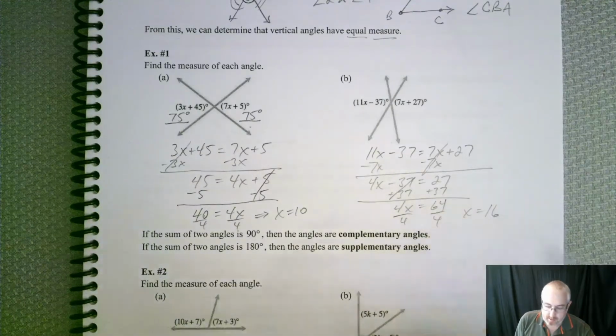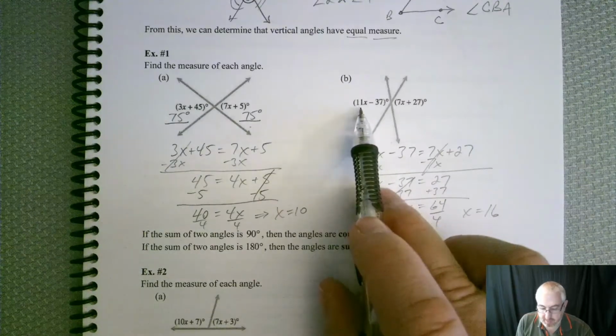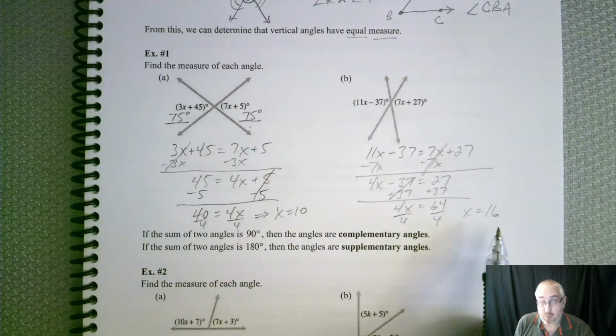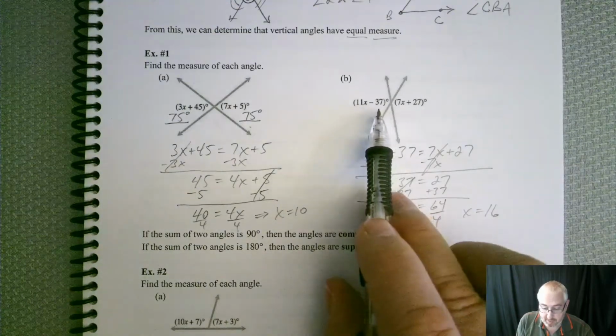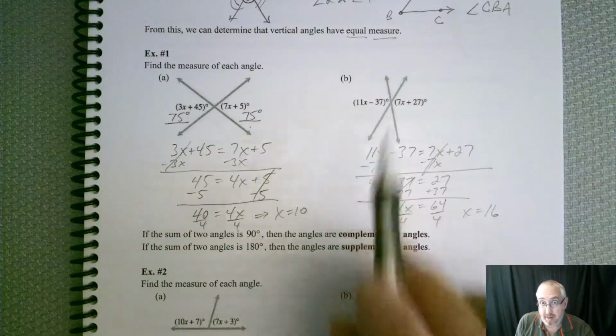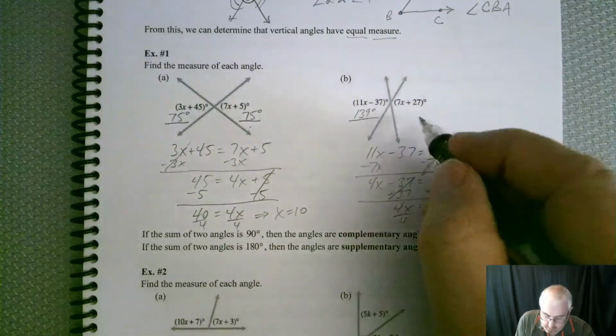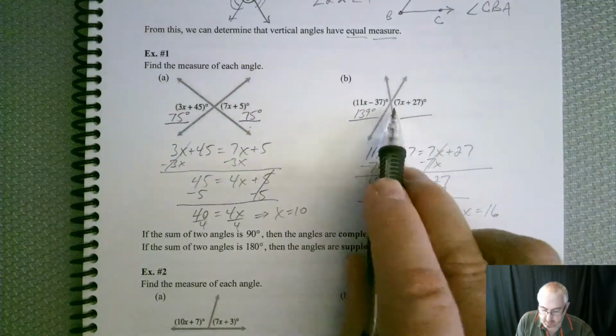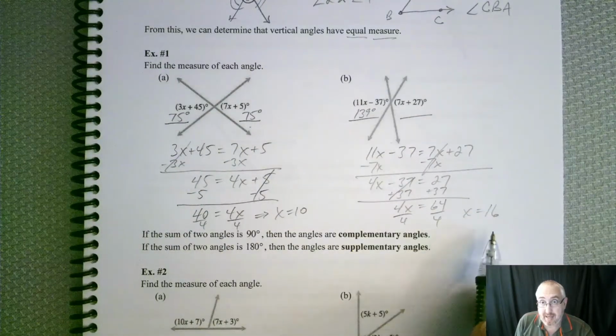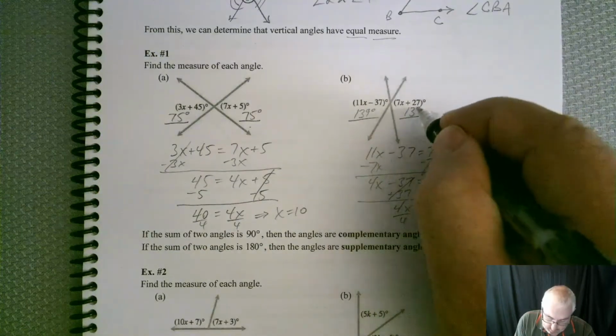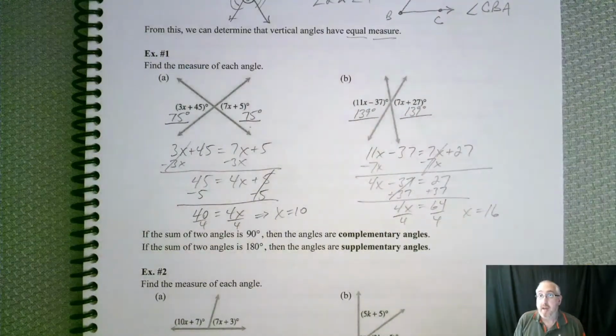Okay, now if we plug it back in, well, what's 11 times 16? I think that's 176. So 176 minus 37, I think is 139. So 139 degrees. Let's make sure we get the same thing on this side. So 7 times 16 is 112. 112 plus 27 is 139. So we're good. And that should always be the case.